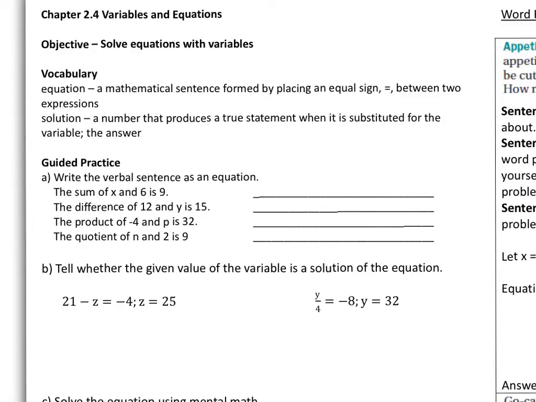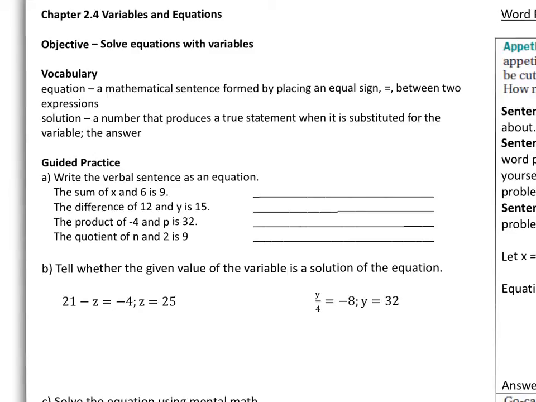2.4 Variables and Equations. In this lesson, we're going to learn how to solve equations with variables. Let's take a look at some vocabulary terms right now. An equation is a mathematical sentence formed by placing an equal sign between two expressions.